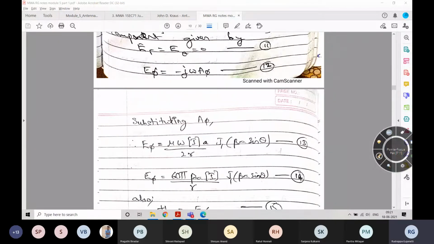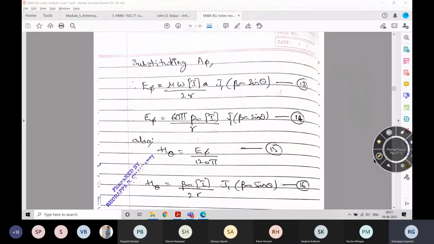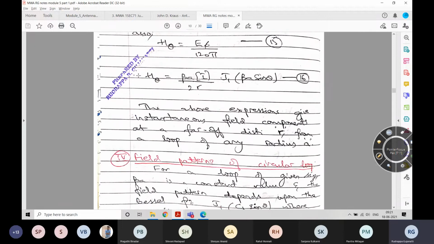So that is how we can obtain the field when we have the vector retarded potential and scalar retarded potential. From that parameter, we obtained this value, and we made use of the Bessel function of the first order, with the parameter with which the Bessel function is defined being beta a sine theta. So this is the field due to the loop in the general case.